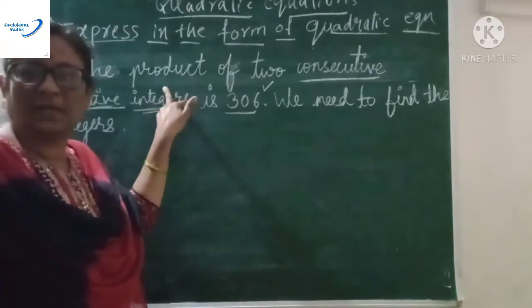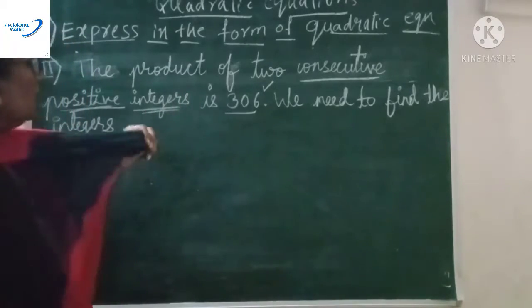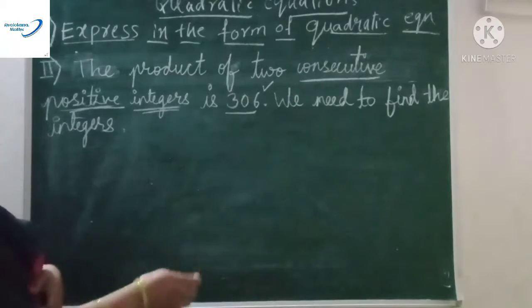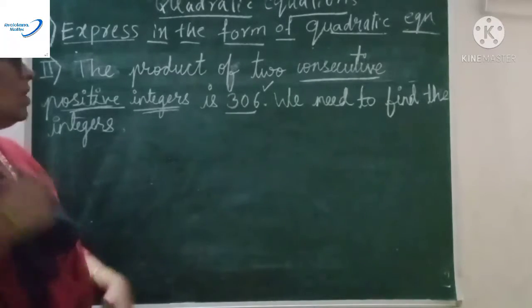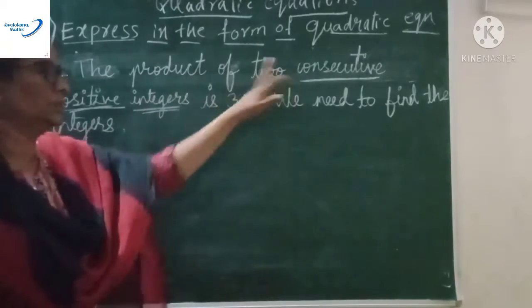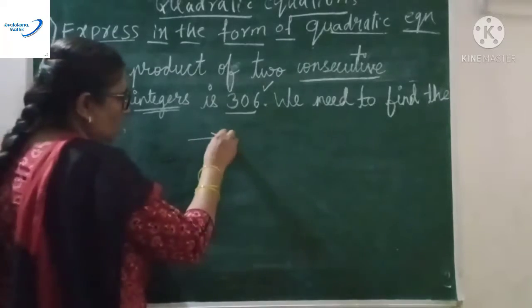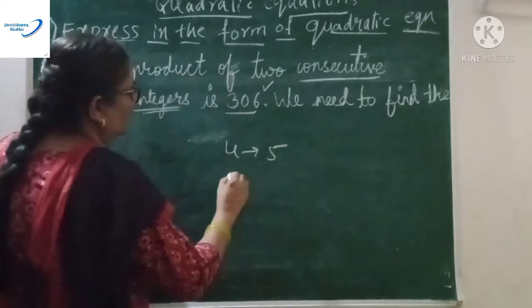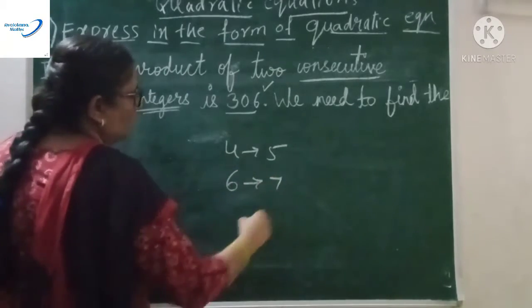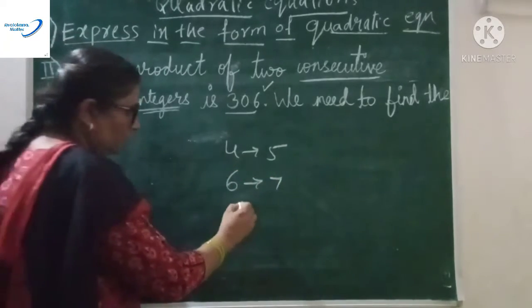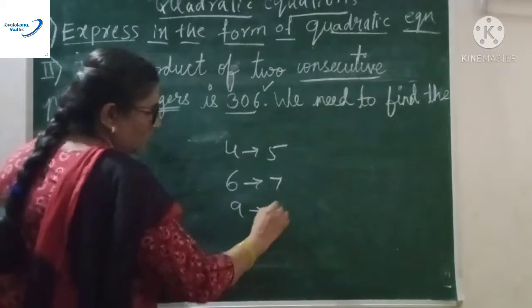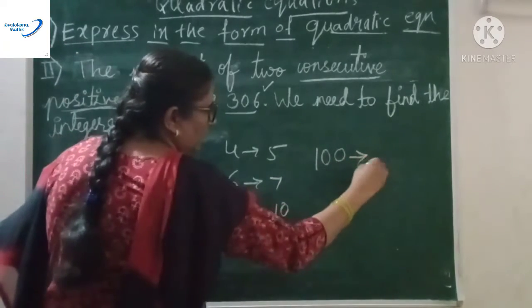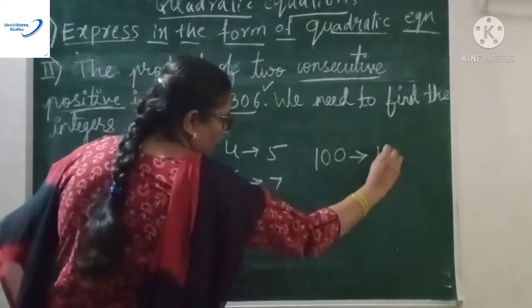As you know, it is the multiplication of two consecutive positive integers, which is 306. Consecutive means immediate next. The consecutive number of 4 is 5. The consecutive number of 6 is 7. The consecutive number of 9 is 10. Suppose it is given 100, the consecutive of 100 is 101.